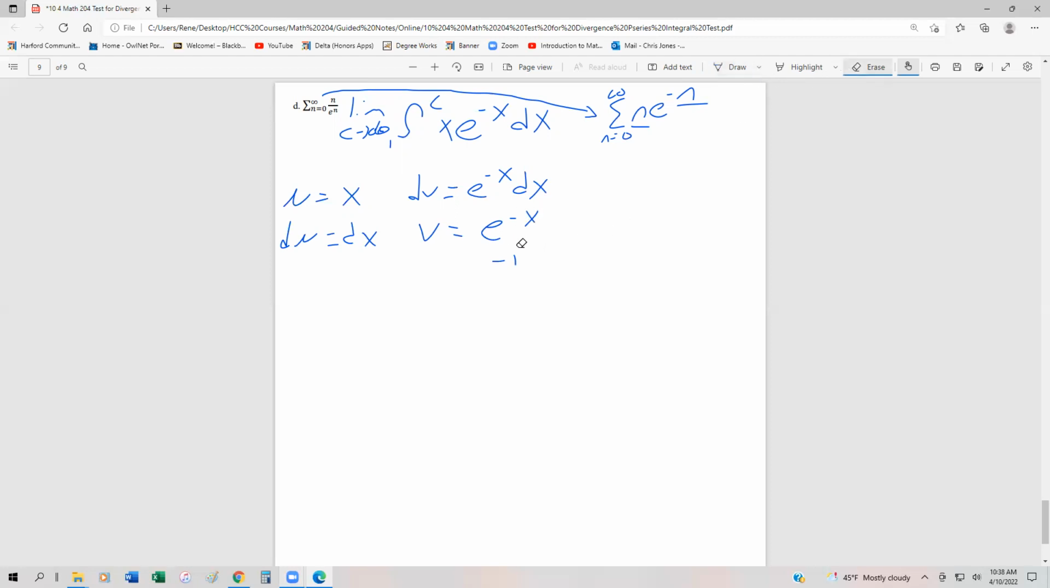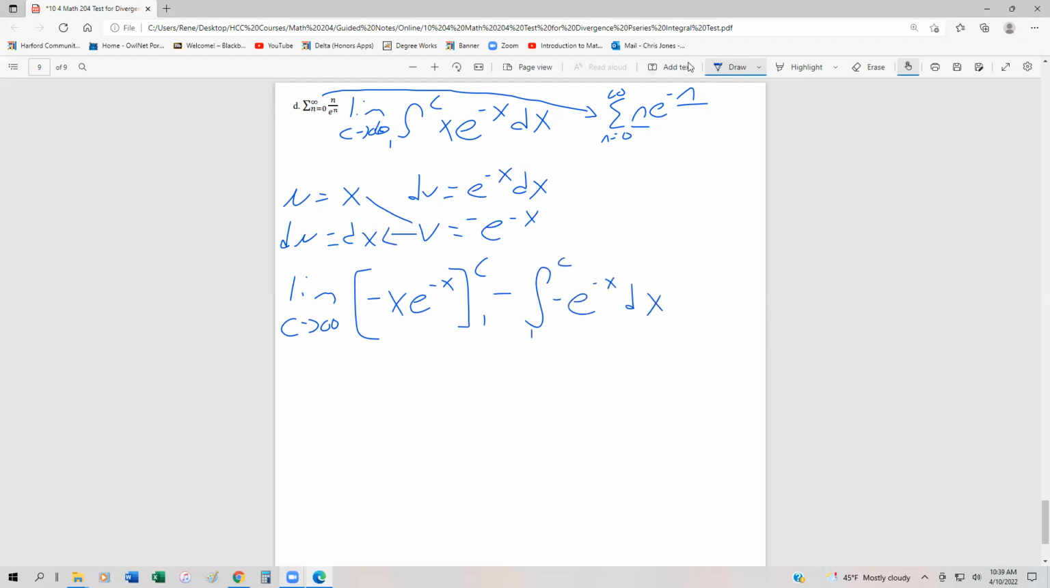Well, we could just rewrite that as negative e to the minus x. These are little tricks that we should be picking up throughout the course as we've seen them multiple times. Now we're going to substitute into our formula. We have the limit as c approaches infinity of uv, which is the opposite of x e to the minus x from 1 to c, minus the integral of v du, so that's negative e to the minus x dx from 1 to c.